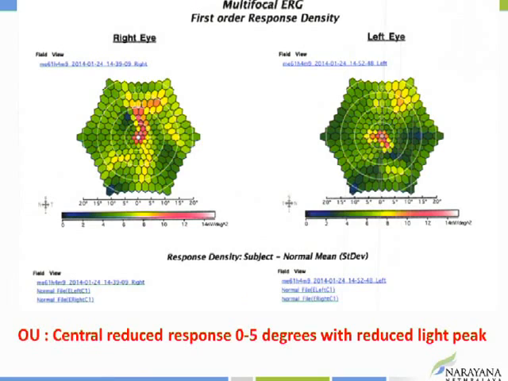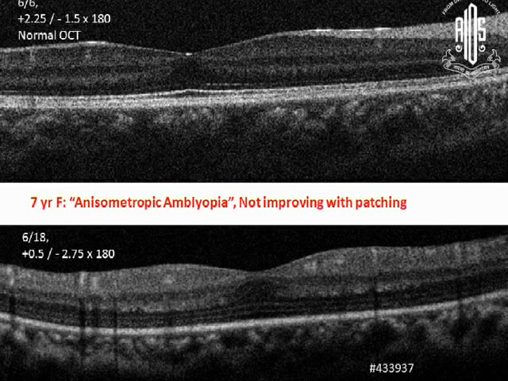So we go on into a multifocal ERG, this is what Ashwin did, and of course it shows a central reduced response within the first 5 degrees with the reduced light. So again, probably early cone dystrophy. I'm just trying to show you the synergy between OCT and other tests that we routinely do.